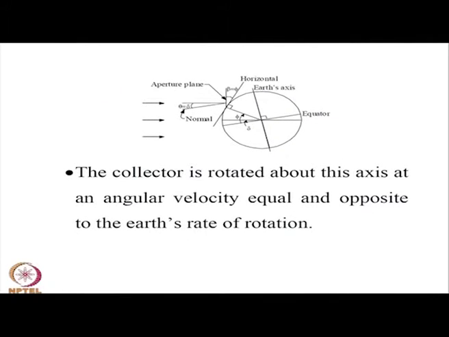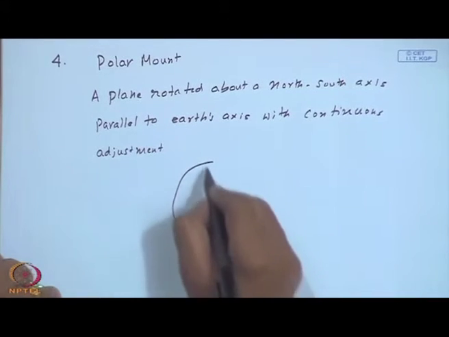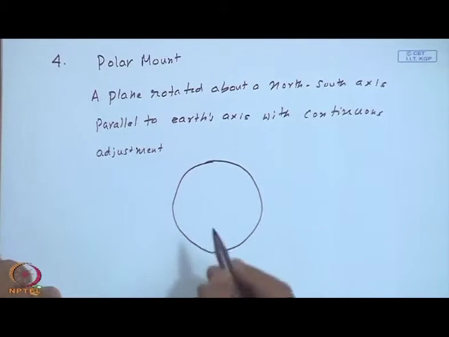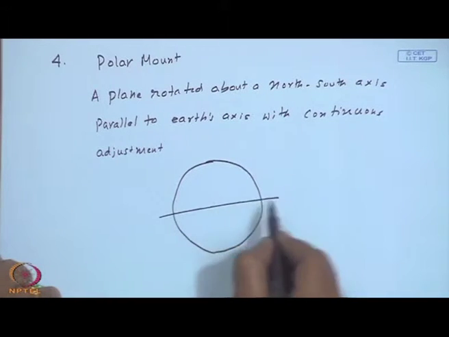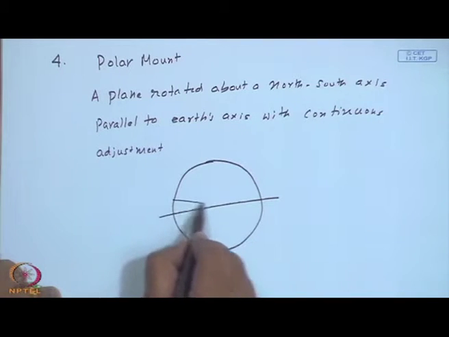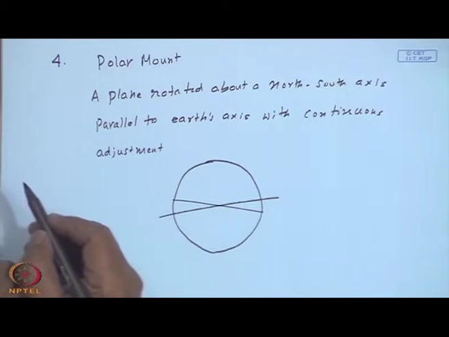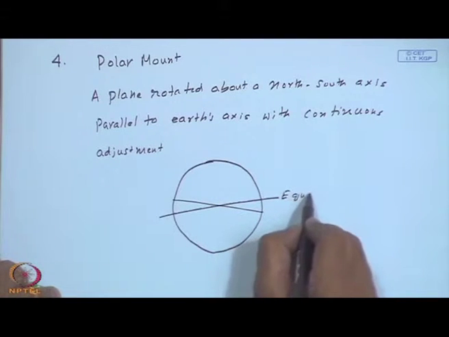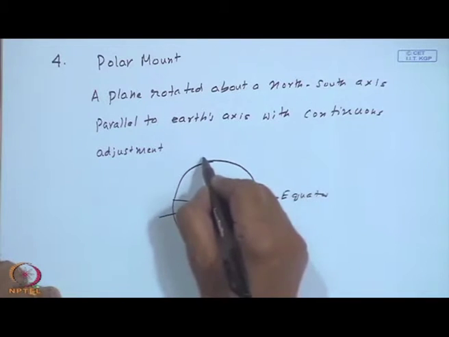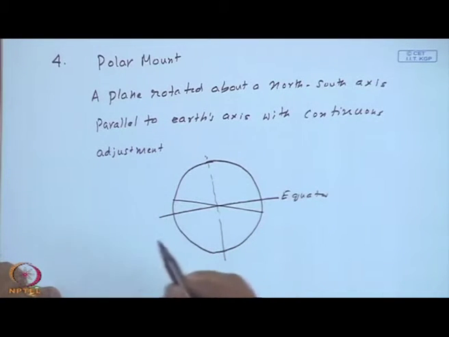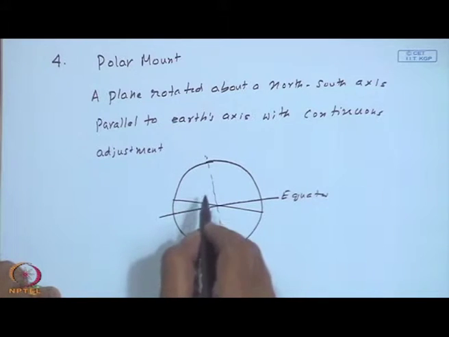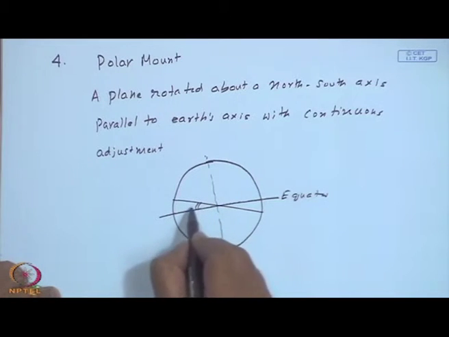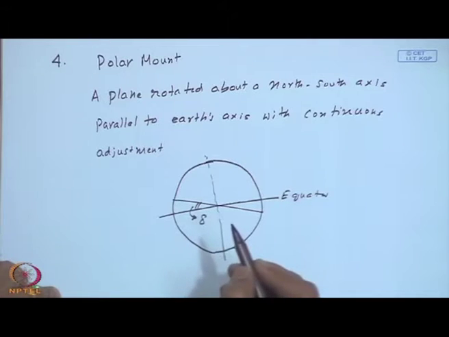So, you can see the picture over here. The equatorial plane is the midline, to which the inclination is measured. This is the equator and this is your Earth's axis, and this will be your delta, the tilt or the declination.